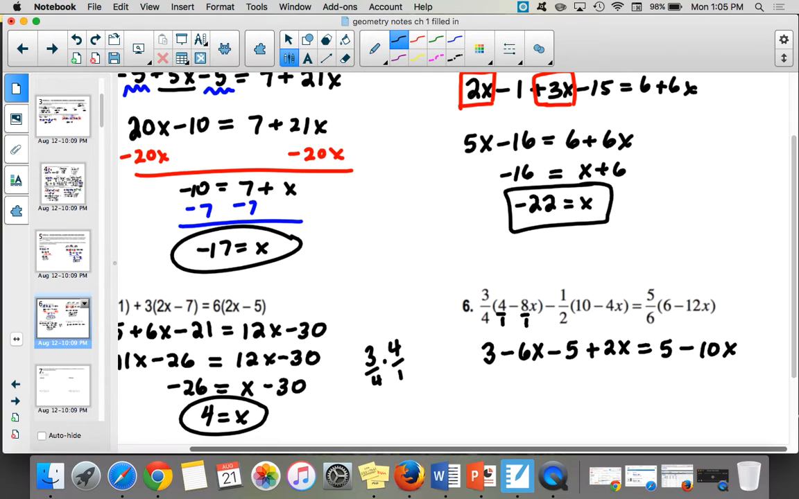All right, now we combine our like terms. So we were lucky because all of our fractions kind of went away. That doesn't always happen. So I get negative 4x minus 2 equals 5 minus 10x.